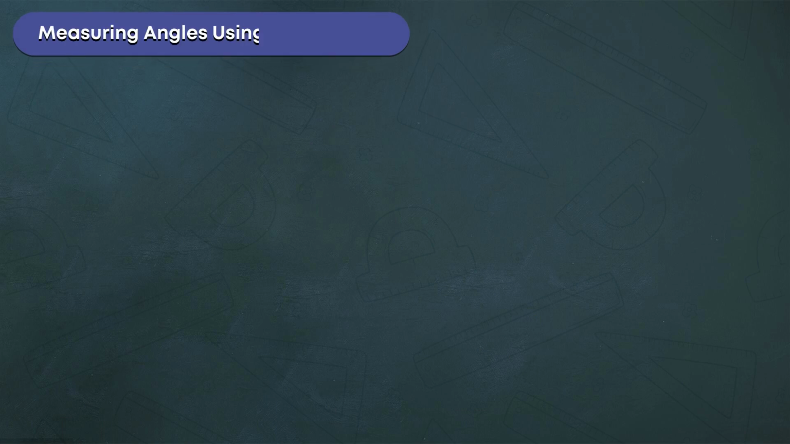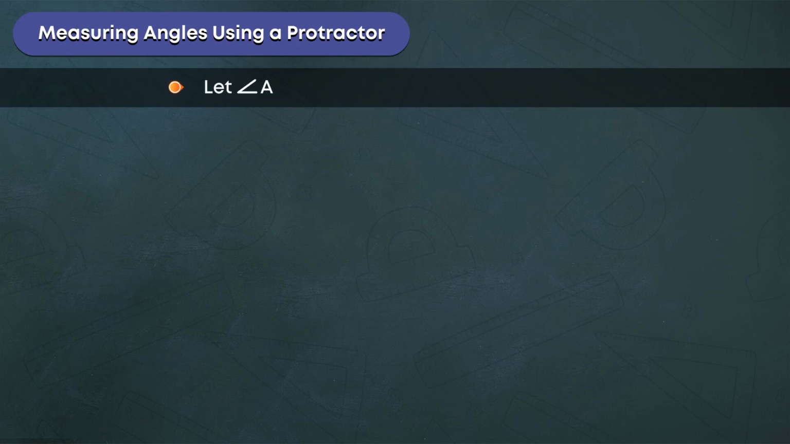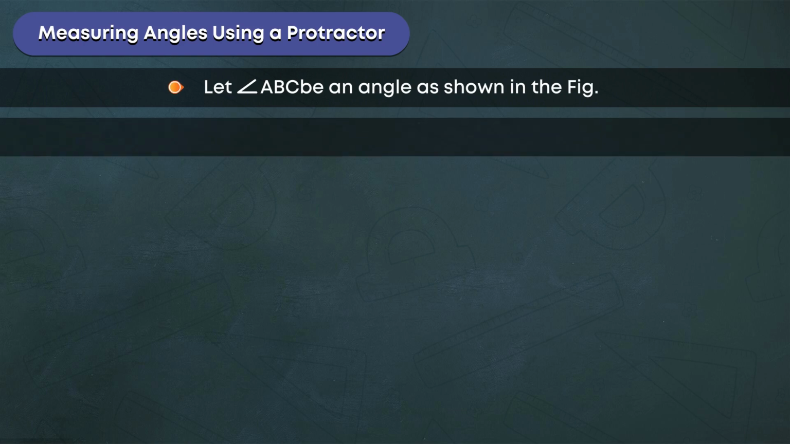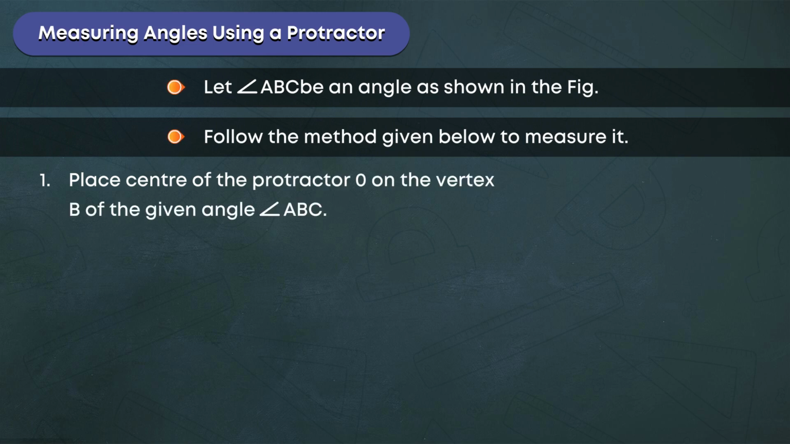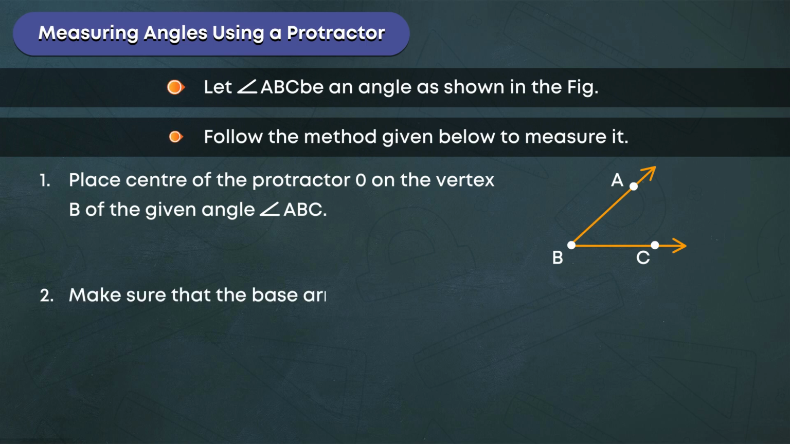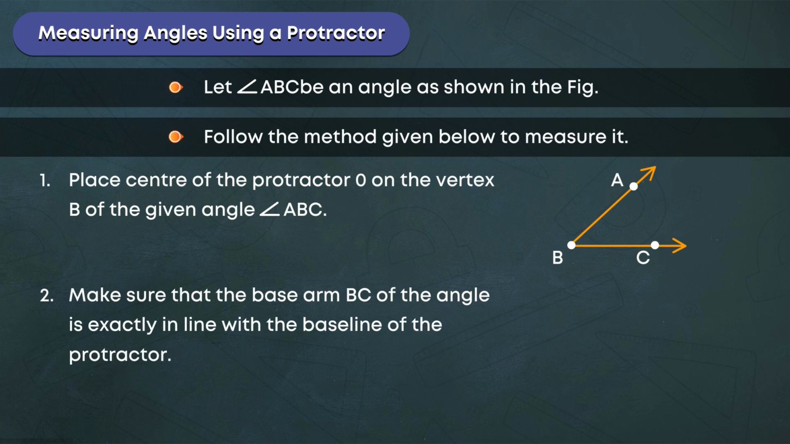Measuring angles using a protractor. Let angle ABC be an angle as shown in the figure. Follow the method given below to measure it. 1. Place the center of the protractor, O, on the vertex B of the given angle ABC. 2. Make sure that the base arm BC of the angle is exactly in line with the baseline of the protractor.